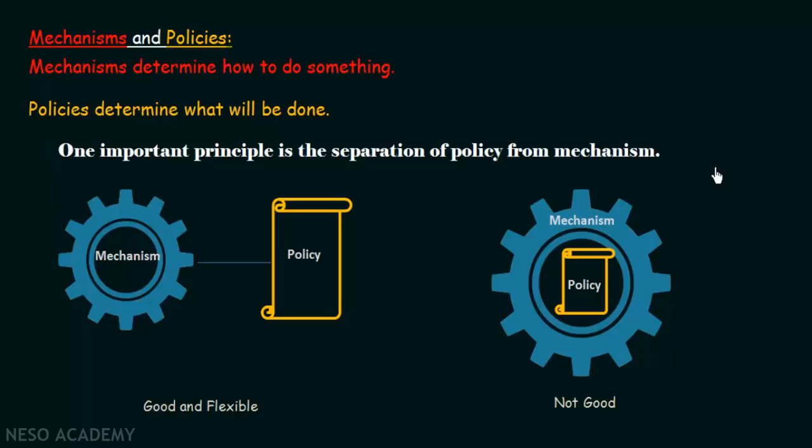Alright, now we have talked about designing, and we have also talked about mechanisms and policies. Now after you have designed your operating system, the final thing that you have to do is implement your operating system. Now let's see how we implement our operating system.